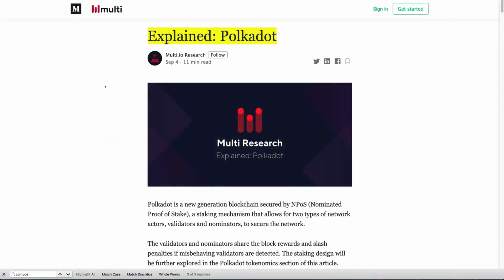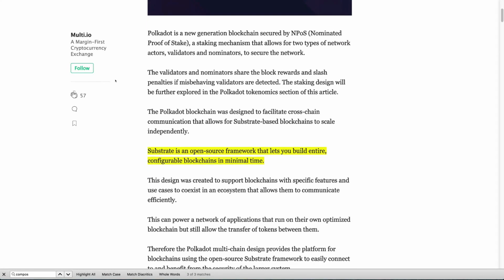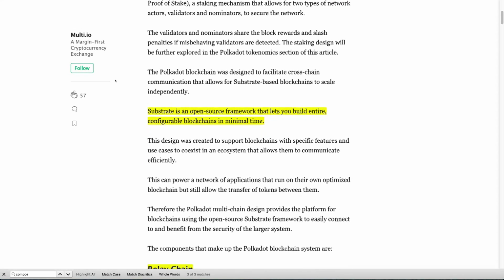So this is a post by Multi.io Research on Medium.com, and they do a great job of explaining Polkadot. So of course it's a long post. I just highlighted some things which I think are the most important to explain what it is.